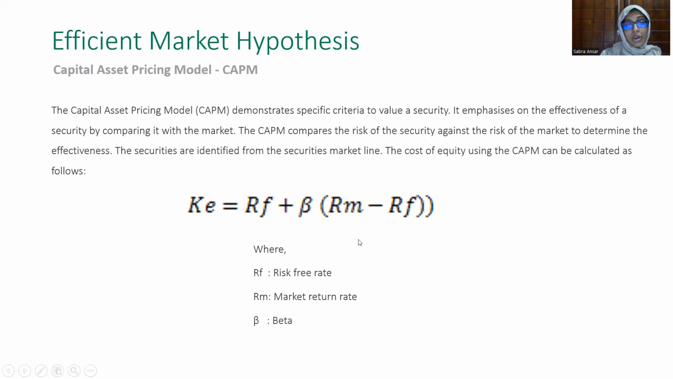According to CAPM, the cost of equity is RF, the risk-free rate, plus beta times (RM minus RF). RM is the market return rate, and RF is the risk-free rate.